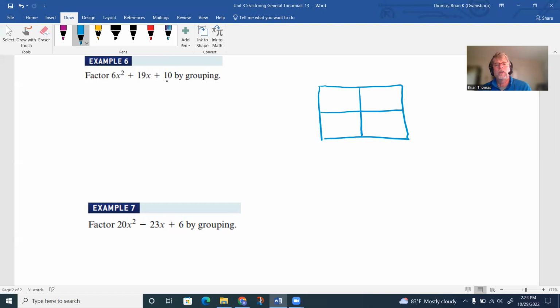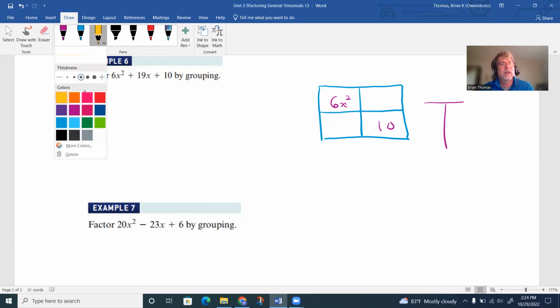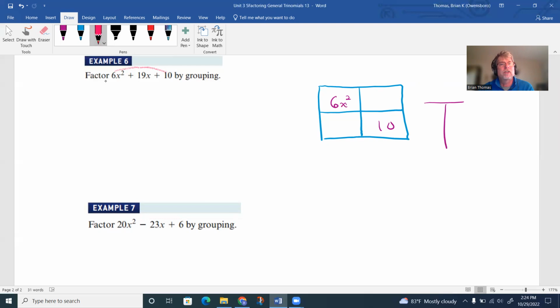So remember, when I use the box method for a general trinomial, the quadratic term, the 6x squared, will go on the top left. The bottom right is the constant, which is the 10. Now the catch is when I make big T, since the quadratic term has a coefficient that's not 1, our strategy for big T is actually to multiply the 6 and the 10 together. So 6 times 10 becomes the 60.